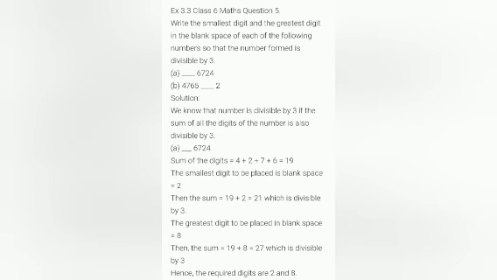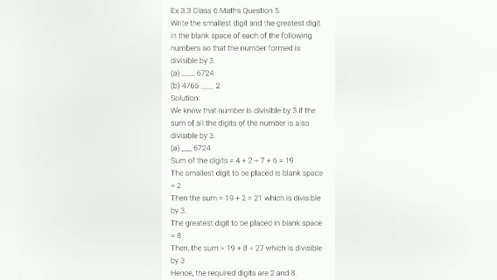Next question is: write the smallest digit and the greatest digit in the blank space of each of the following numbers so that the number formed is divisible by 3. मतलब वहाँ पे हमें ऐसा नंबर लिखना है जो छोटा हो और बड़ा भी हो सकता है, दोनों नंबर हमें find out करना है, so that the number formed is divisible by 3.